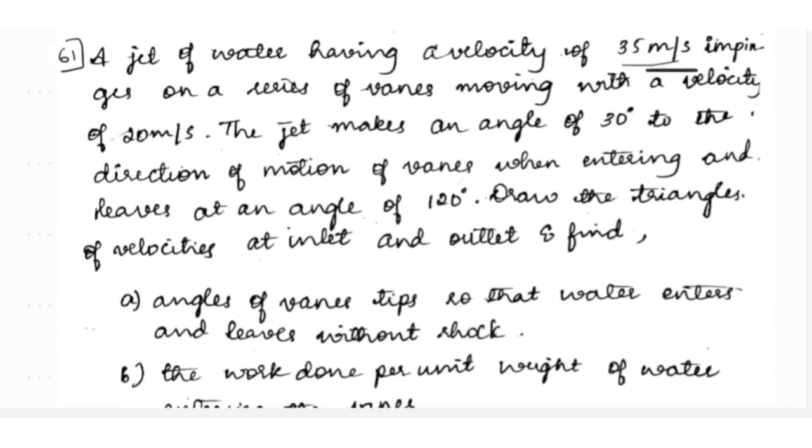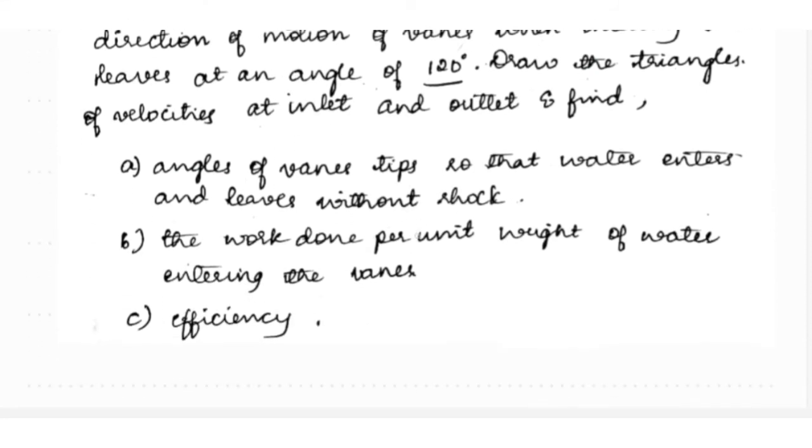We will move to the next numerical, that is a jet of water having a velocity of 35 meter per second impinges on a series of vanes moving with a velocity of 20 meter per second. The jet makes an angle of 30° to the direction of motion of vane when entering and leaves at an angle of 120 degree. Draw the triangles of velocity at inlet and outlet and find angles of vane tips so that water enters and leaves without shock. Second one, the work done per unit weight of water entering the vane. Third one is efficiency. So this is what the question is.